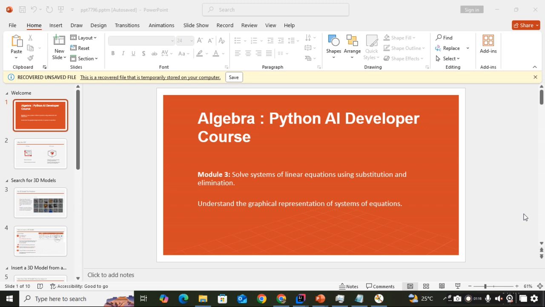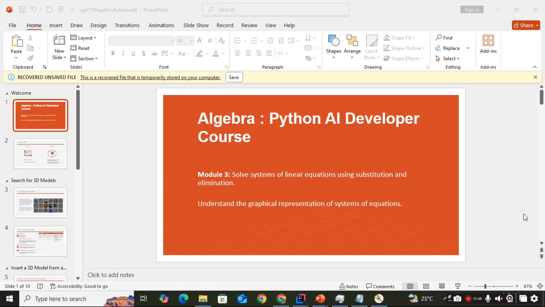Now, the elimination method involves adding or subtracting equations to eliminate one variable. The steps are generally: we multiply one or both of the equations so that one variable has the same coefficient in both equations. Then we can add or subtract the equations to eliminate one variable, solve for the remaining variable, and substitute it back to find the other variable.